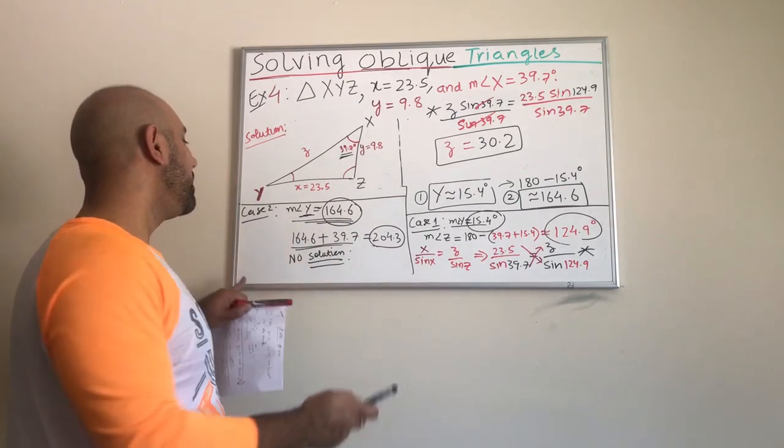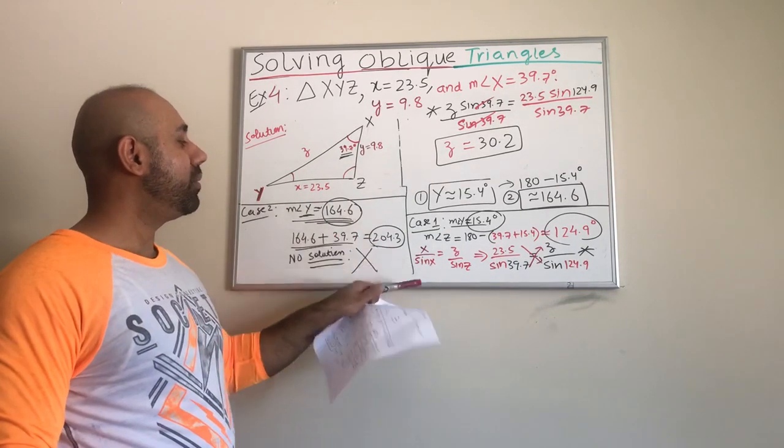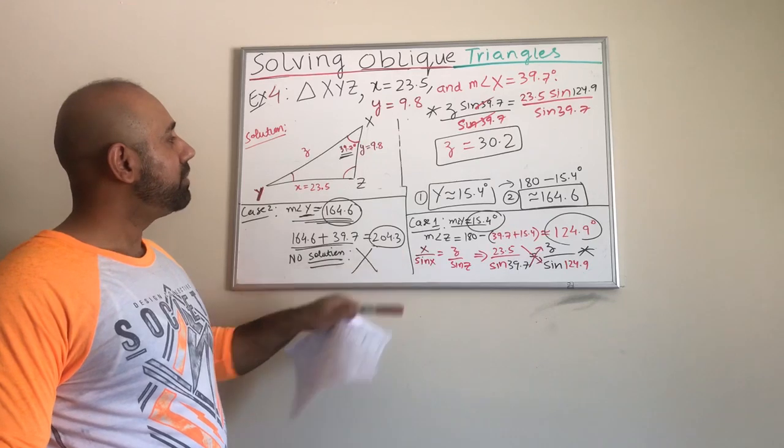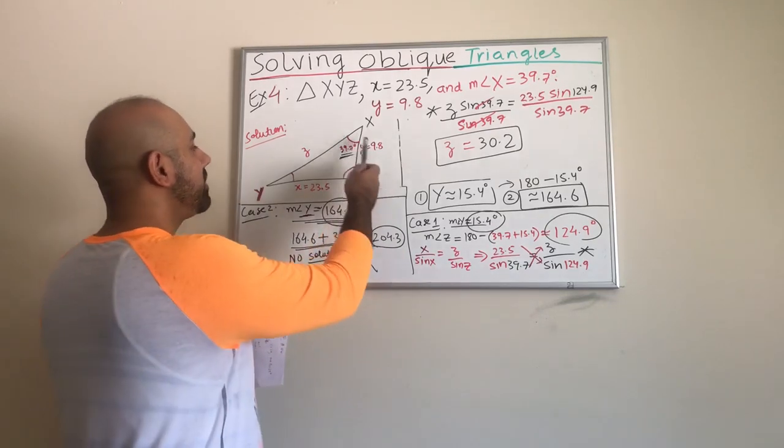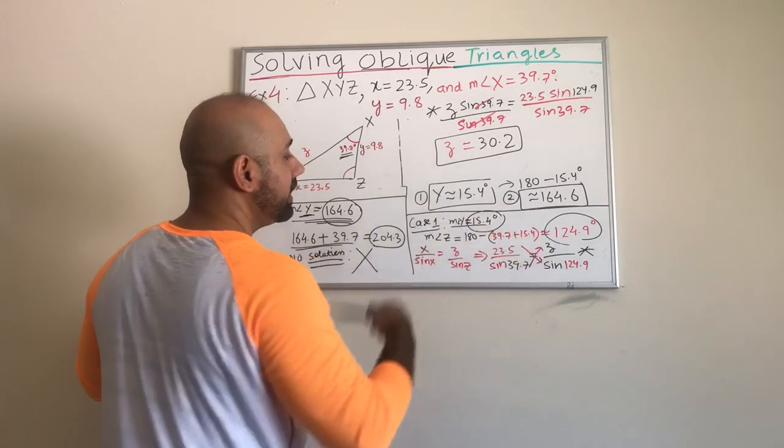Okay, so there's no solution for this case, so you don't have to do any extra work on that. In this case, there's only one triangle which is possible, which has these values for x, y, and z, where x and y are already given, and we found the value for the missing side z and the measure of angle z.